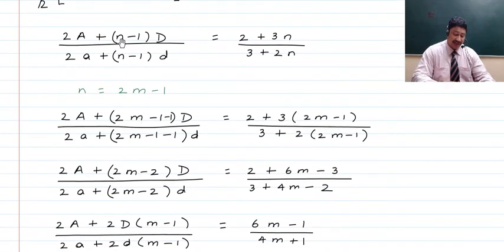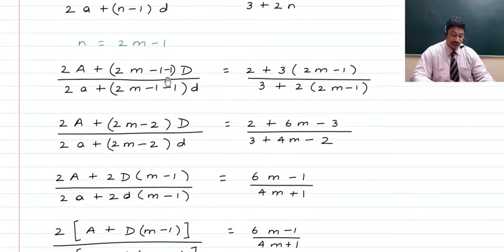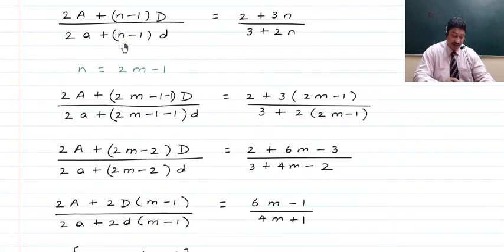if in place of n, we keep 2m minus 1, as this equation is true for any value of n, so obviously for 2m minus 1 it'll still work, right? So now we substitute in place of n, 2m minus 1, so we have 2m minus 1 times capital D, and in the denominator also, where there was n, we are now going to substitute 2m minus 1 and then minus 1 times small d.